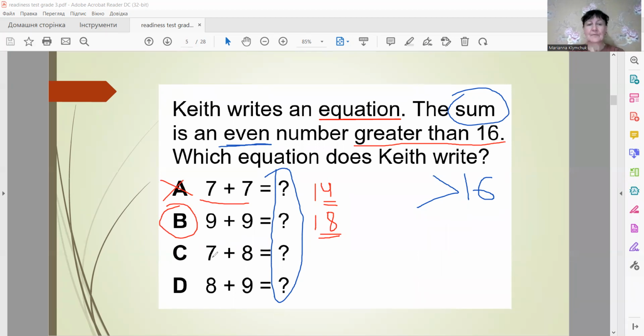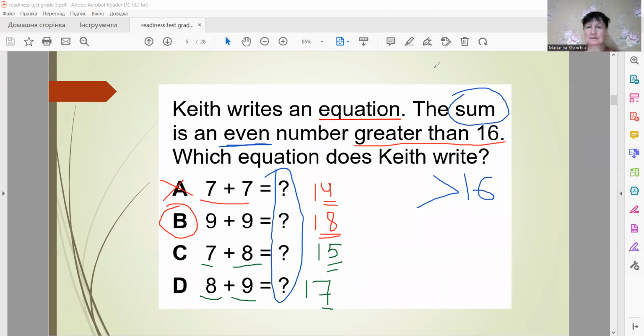So 7 plus 8, 15. Is it an even number? No, because it ends with 5. 5 is not even, okay? And the same, the last option, 8 plus 9 equals 17. Is it an even number? No, because it ends with 7. This is how we think logically, okay? Develop our critical thinking, and this is how we decide what answer we choose. We don't just close eyes. Okay, let it be B. No, we don't do like this, okay?